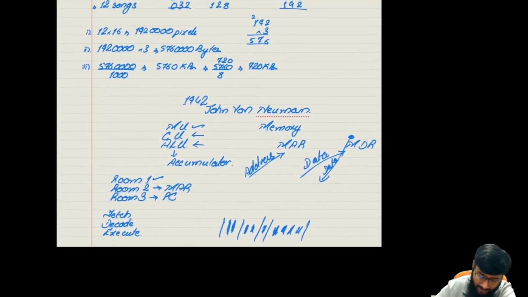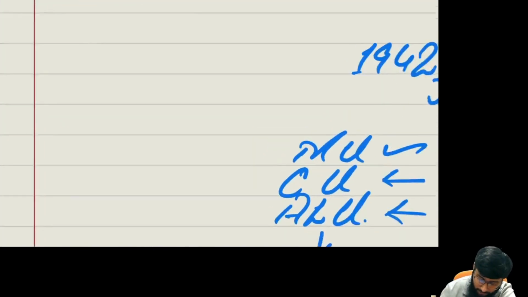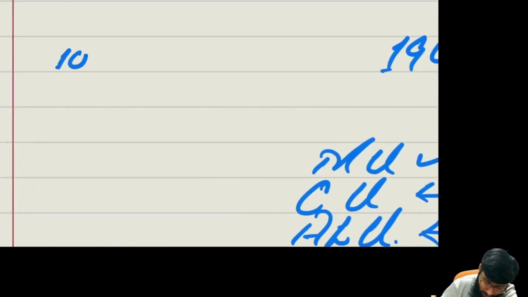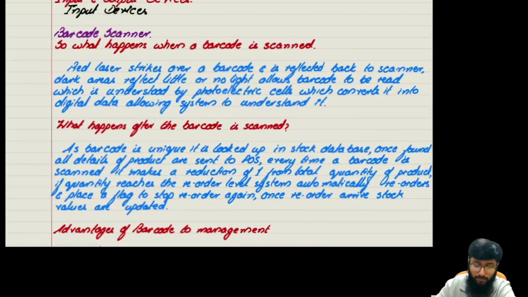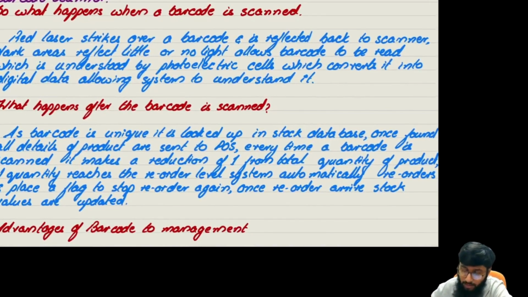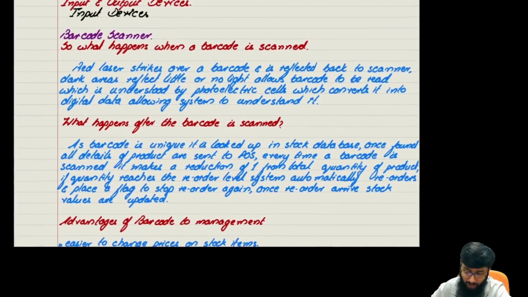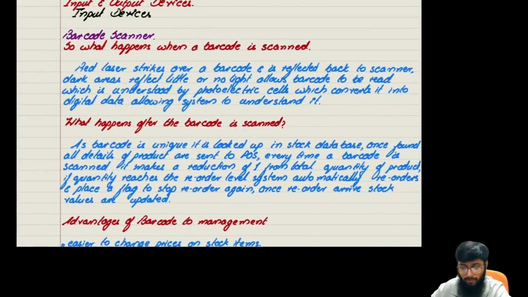For example, say the total quantity of the stuff right now was 100. Once it has been scanned, it will be remaining at 99. So each time the barcode is scanned, there is a decrement of 1, so that there should be no chaos, or the product should not go out of stock. Once found, all details of the products are sent to the POS. Every time a barcode is scanned, it makes a reduction of 1 from the total quantity of the product.